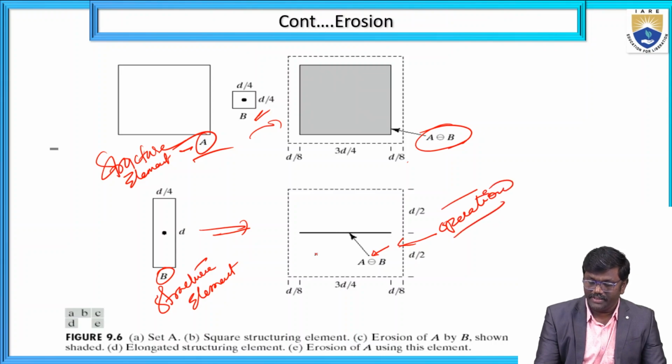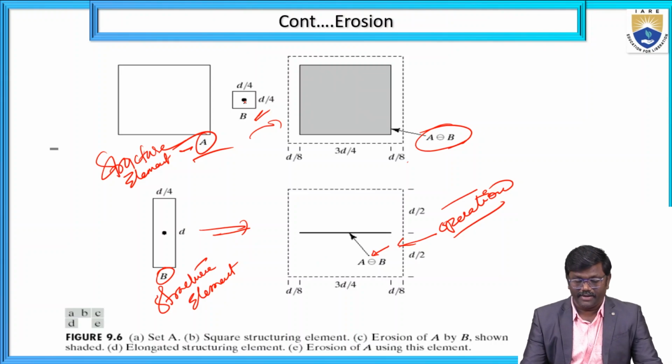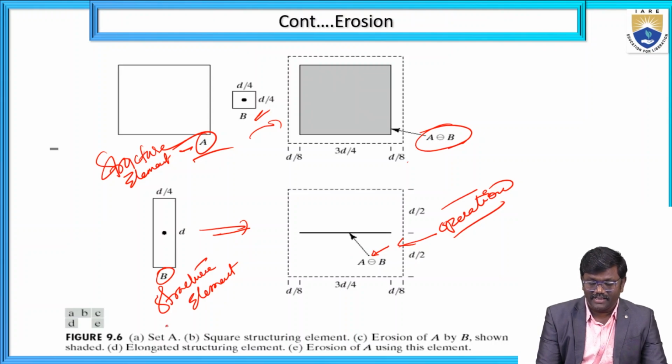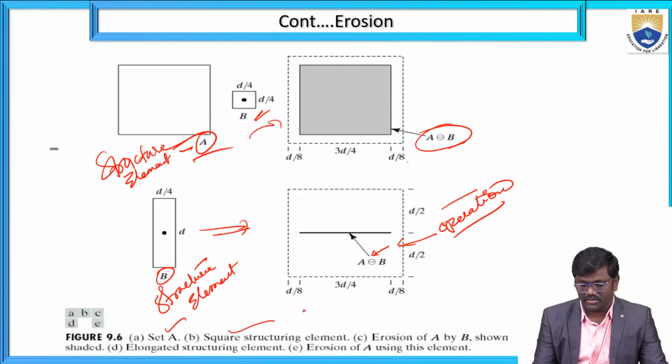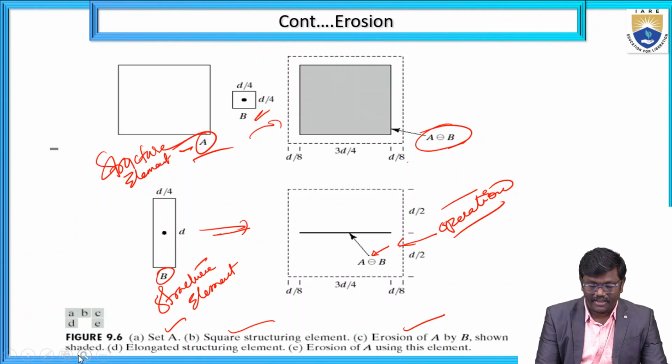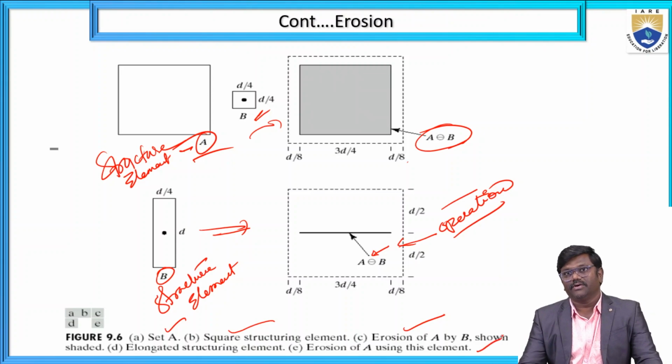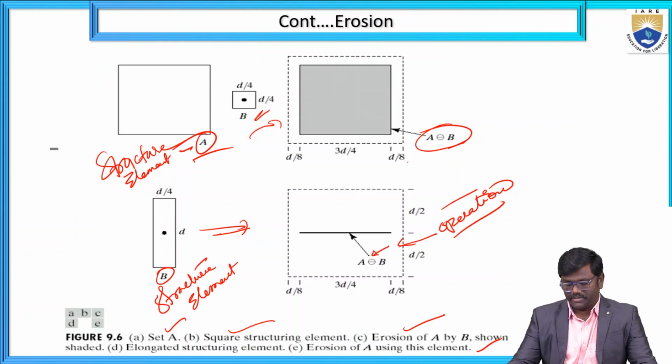Once you apply it here, you see the horizontal square we applied and the vertical we are applying here. You can understand that set A, B is a square structural element, and the erosion operation will be applied here. We got erosion of A by B, shown shaded, and D is the elevated structuring element, and part C will be A using this element. So from one coordinate to another we achieve the erosion operation.